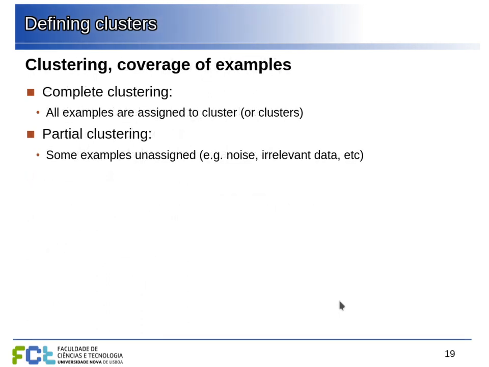We can also decide whether all the examples are going to be part of clusters, so this would be complete clustering, or if we want to do partial clustering and leave some examples unassigned. For instance, we can consider that some examples are noise or irrelevant and leave them outside of all the clusters.